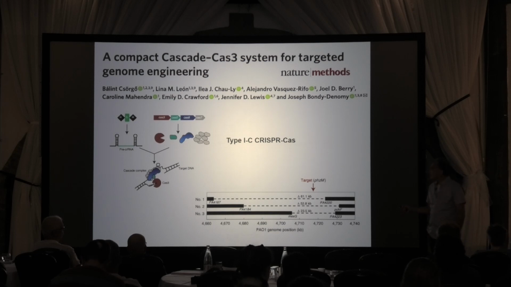But there's a distinct difference between type 1 systems and type 2 systems. The type 2 systems use the guide RNA to recognize a specific sequence in DNA, and then they make a single cut, like a restriction enzyme.